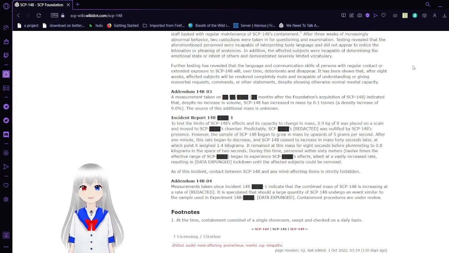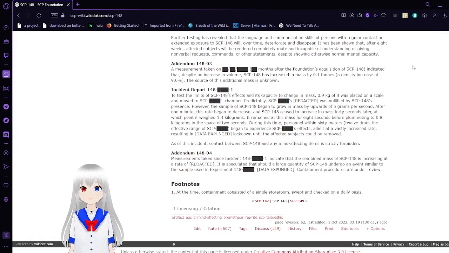Further testing has revealed that the language and communication skills of persons with regular contact or extended exposure to SCP-148 will, over time, deteriorate or disappear. It has been shown that after 8 weeks, affected subjects will be rendered completely mute and incapable of understanding or giving nonverbal requests, commands, or other statements, despite showing otherwise normal mental capacity.